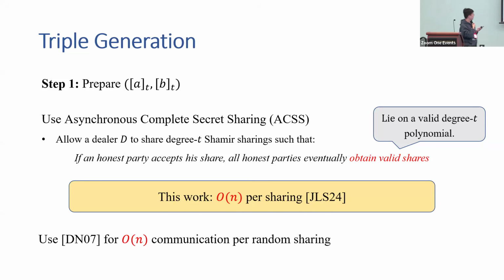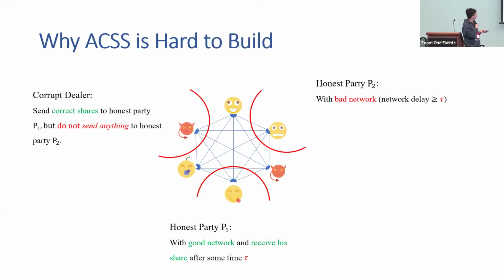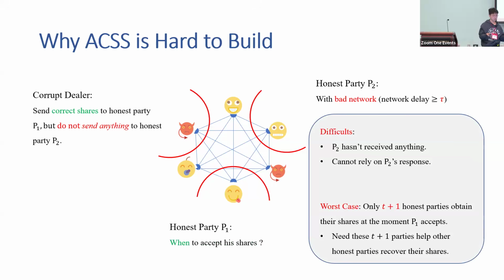Okay. I will introduce the ACSS part. First, I want to give you information about why ACSS is hard to build. Let's consider a corrupt dealer who may send correct shares to honest party P1, but does not send anything to honest party P2. And we assume that after some time tau, honest party P1 will receive his shares from the dealer, but P2 will never receive anything.